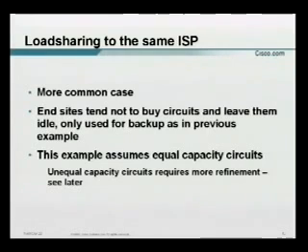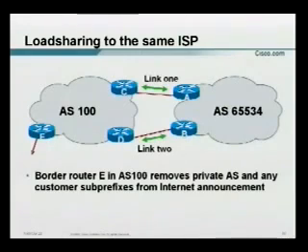Now in this example, I'm going to assume equal capacity circuits. Say you've bought two T3s or something like that. It's unusual for people to buy lots of different sizes of circuits. Some places you have to because that's all available. But usually you just buy two equal capacity circuits and then figure out how to multi-home and load share with those two. So you've got something like this between AS65534, again a private AS, and AS100.